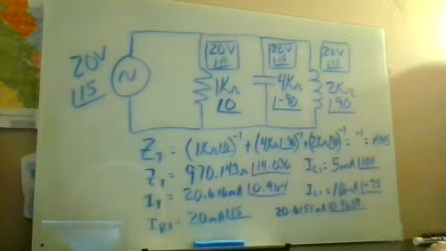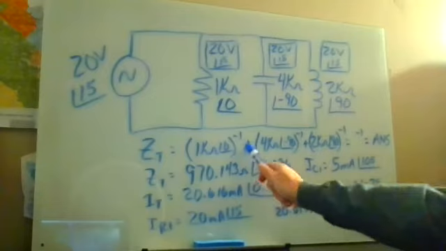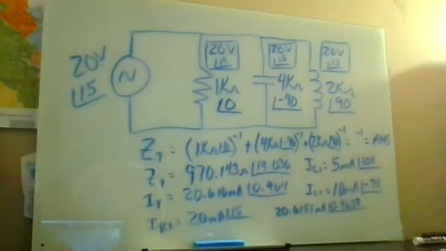Pretty simple. The hardest thing to remember is when I find Z total, I have to put it in parentheses before I hit my shift reciprocal. A lot of people forget to put it in parentheses, and then you just shift reciprocal the angle, and that's not what we do.